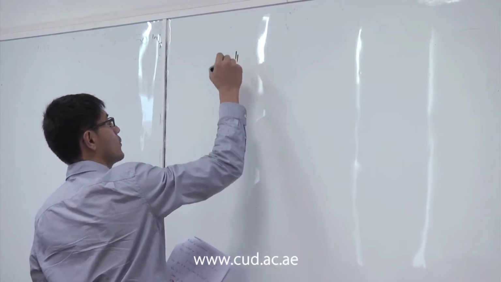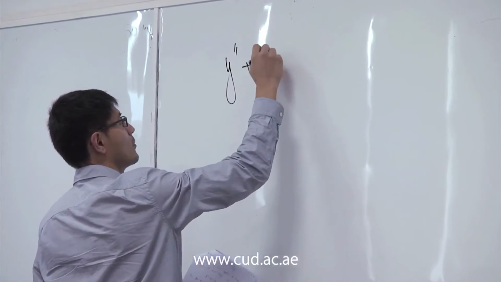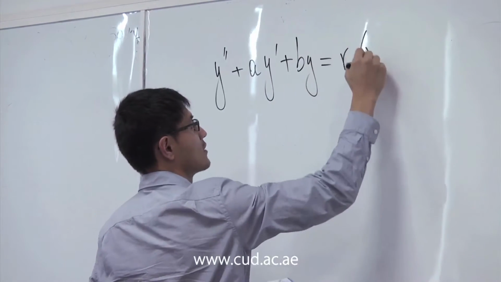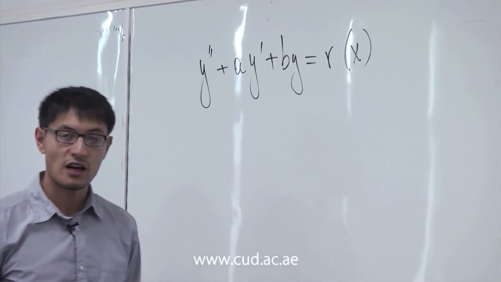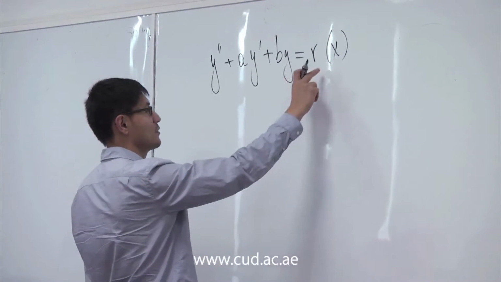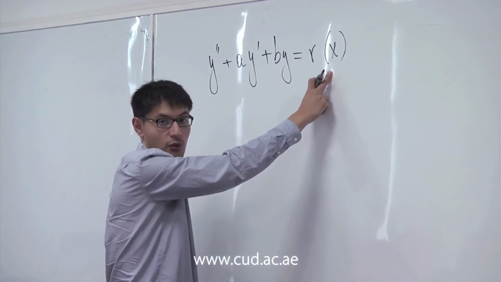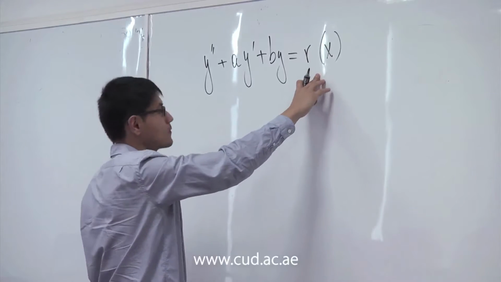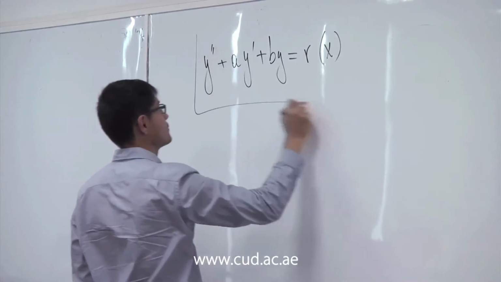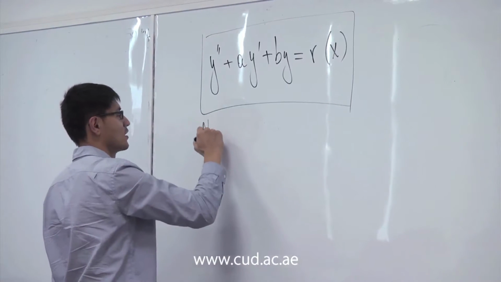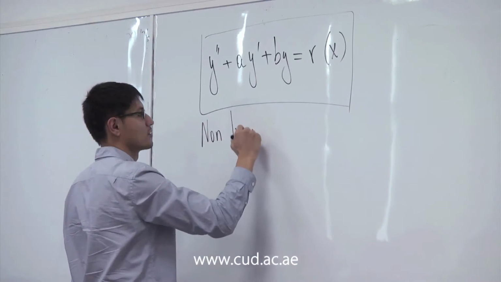Well, any equation of the form y'' + ay' + by = r(x) is called a non-homogeneous differential equation. So non-homogeneous basically means that on the right-hand side of the differential equation, you don't have a zero, you have some function. So given such an equation, this is non-homogeneous.